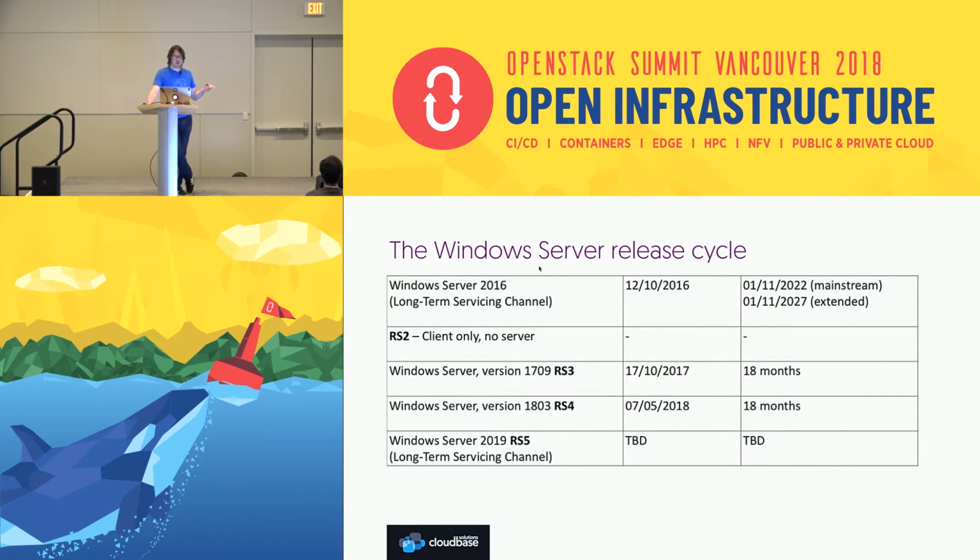For the other ones, Microsoft skipped one, so-called RS2, which was Redstone 2, client only, while RS3 and RS4, named 1709 and 1803 from the approximate month in which they came out, have a total of 18 months of support.